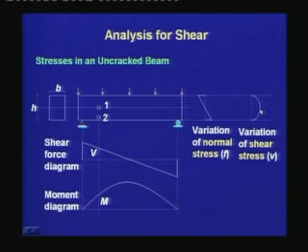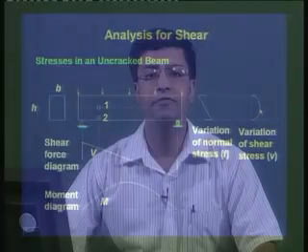Thus, the two types of stresses, the normal stress and the shear stress in a beam under flexure, have their maximum values at different locations. At a particular section, the flexural stresses are maximum at the top or at the bottom and minimum at the neutral axis, whereas the shear stress is maximum at the neutral axis and is minimum at the two edges.